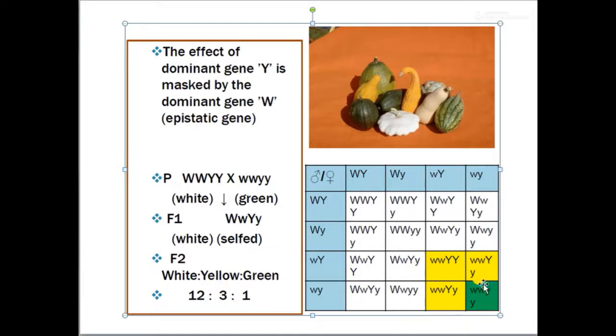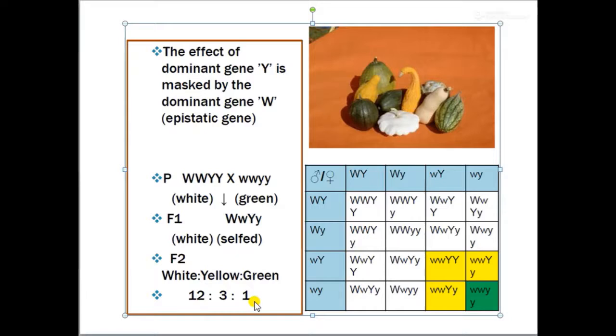So capital letter Y here is considered a hypostatic gene. Now, if you take small letter w and small letter y here, the expression of Y is not inhibited over here, but at the same time, you get a different version. You get a green color type of fruit. And the phenotypic ratio in this example, as we have noticed, is 12 white, 3 yellow, and 1 green. So the phenotypic ratio of 12:3:1 is observed in dominant epistasis in this particular example.